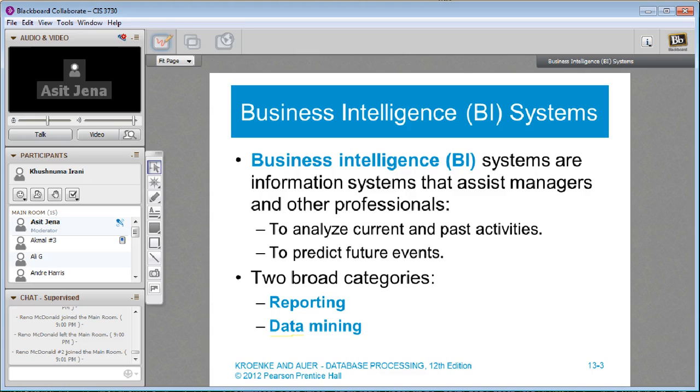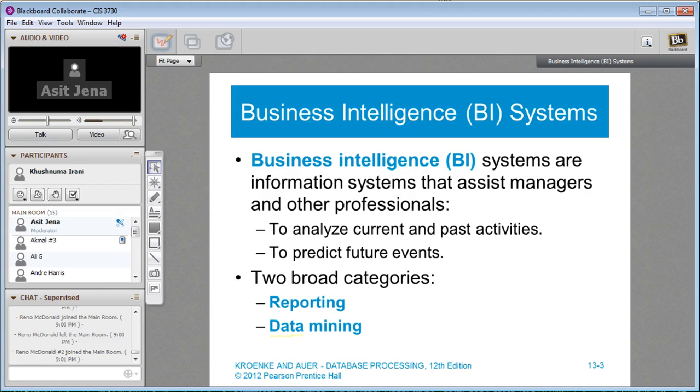Things like revenue current quarter versus last quarter, versus 3 years ago. Revenues in different geographic locations, by product line, by salespeople, by supplier. A lot of slicing and dicing of the data. So this is basically what we call a dashboard that the executive has on his or her desktop to see how the company is doing.